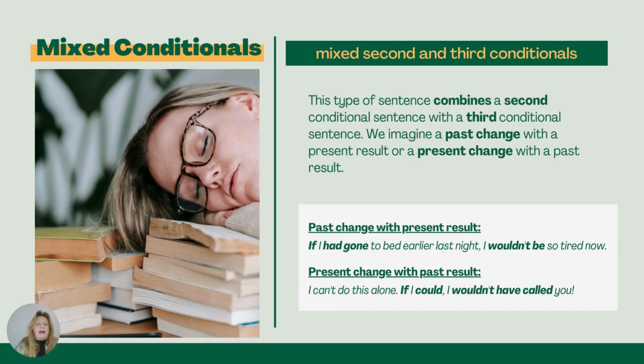Now we could also have mixed conditionals in the same sentence, and things are becoming a little bit more complex. So, mixing second and third conditionals. This type of sentence combines a second conditional sentence with a third conditional sentence. We imagine a past change with a present result, or a present change with a past result. Let's see a past change with a present result.